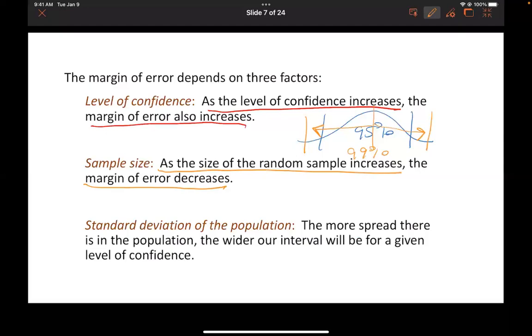And the more spread there is in a population, the wider the interval will be for my confidence. We don't really look at this one much. You're not going to see that in your homework. You might see one of these in your homework. You're not going to see the standard deviation one in your homework. I'd probably write it down, but I wouldn't worry about it too much. And all of this is going to make more sense when we start mathing it out.